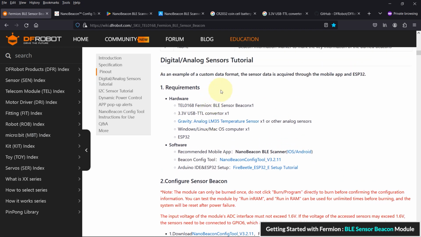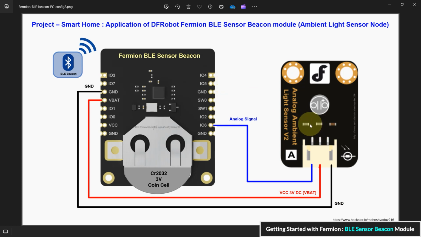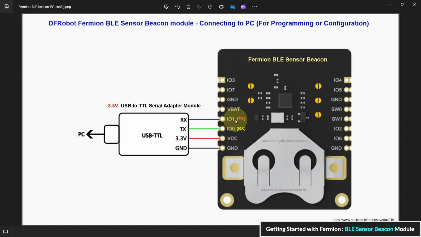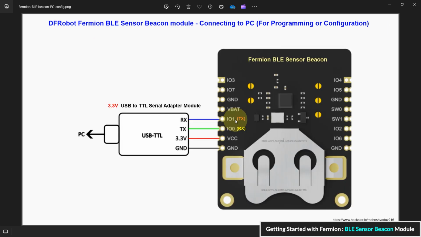We will connect our ambient light sensor to this sensor beacon. So let me show you the circuit diagram. So here is the configuration diagram and here is the circuit diagram for connecting the ambient light sensor module. So here we have connected the analog signal. This is an ambient light sensor. It has two pins for powering, VCC 3V, which comes from VBAT, which we have discussed earlier. Then this is the analog output pin, which we are going to connect to the IO6 pin, which is recommended for connecting analog and digital sensors. It has an inbuilt voltage divider. So we'll use this circuit diagram and this configuration diagram to configure this BLE sensor beacon module to connect the ambient light sensor. It will collect the data from this ambient light sensor and broadcast over BLE beacon.